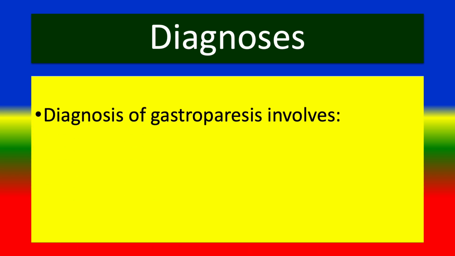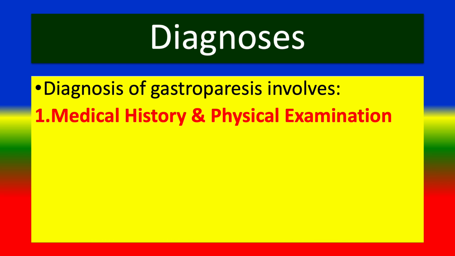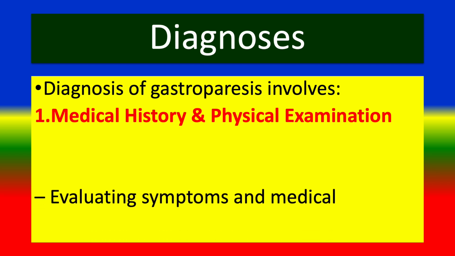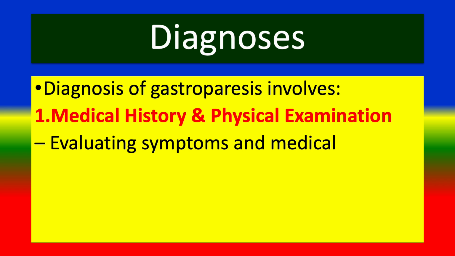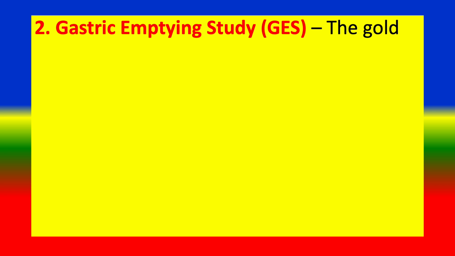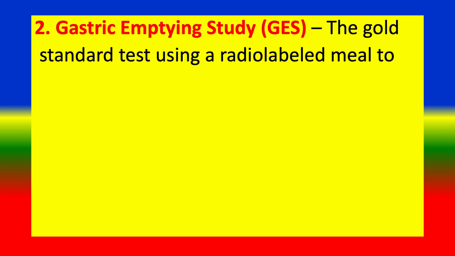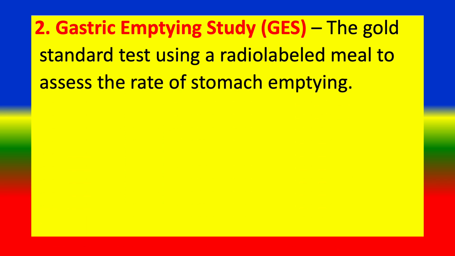Diagnosis. A diagnosis of gastroparesis involves 1. Medical history and physical examination, evaluating symptoms and medical conditions. 2. Gastric emptying study, the gold standard test using a radiolabeled meal to assess the rate of stomach emptying.